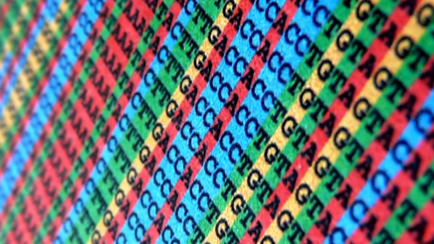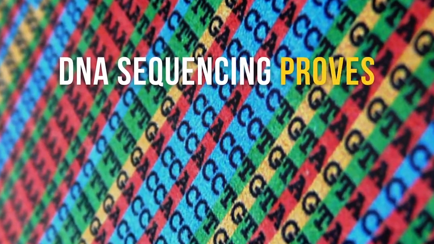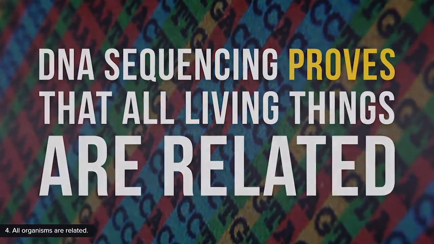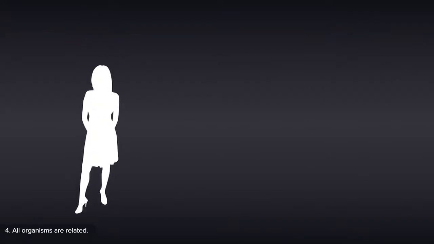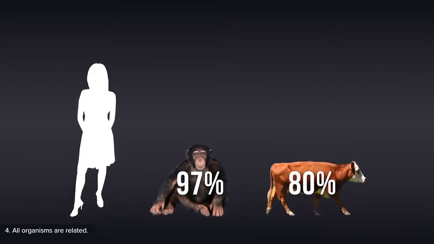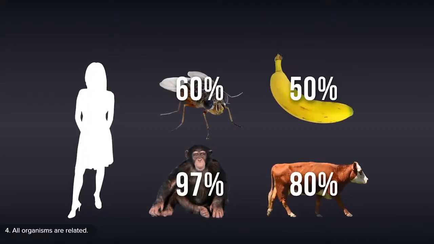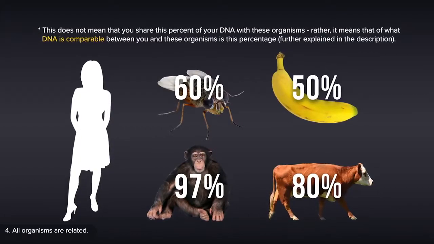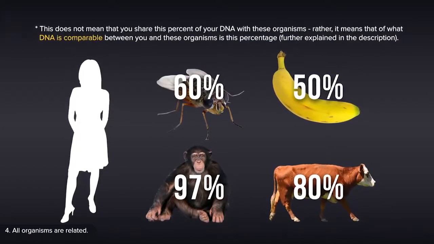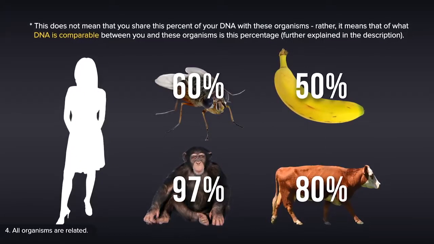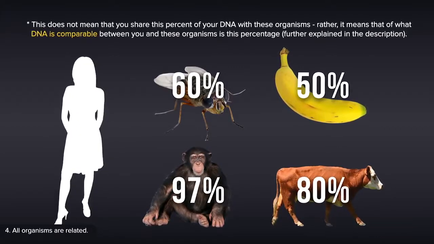But perhaps the most extraordinary, and what I offer as a fourth line of evidence, is that all living things are related, and that therefore all living things share a common ancestor. Seriously, of the DNA that is comparable, you share 97% with a chimpanzee, 80% with a cow, 60% with a fruit fly, and 50% with a banana. Now, most of us have heard this fact before and treated it like it's just a bit of trivia, including myself, but it's far more than this. It's unimpeachable proof that all living things share a common ancestor, and considering that all living things don't look the same, it's overwhelming evidence for evolution.